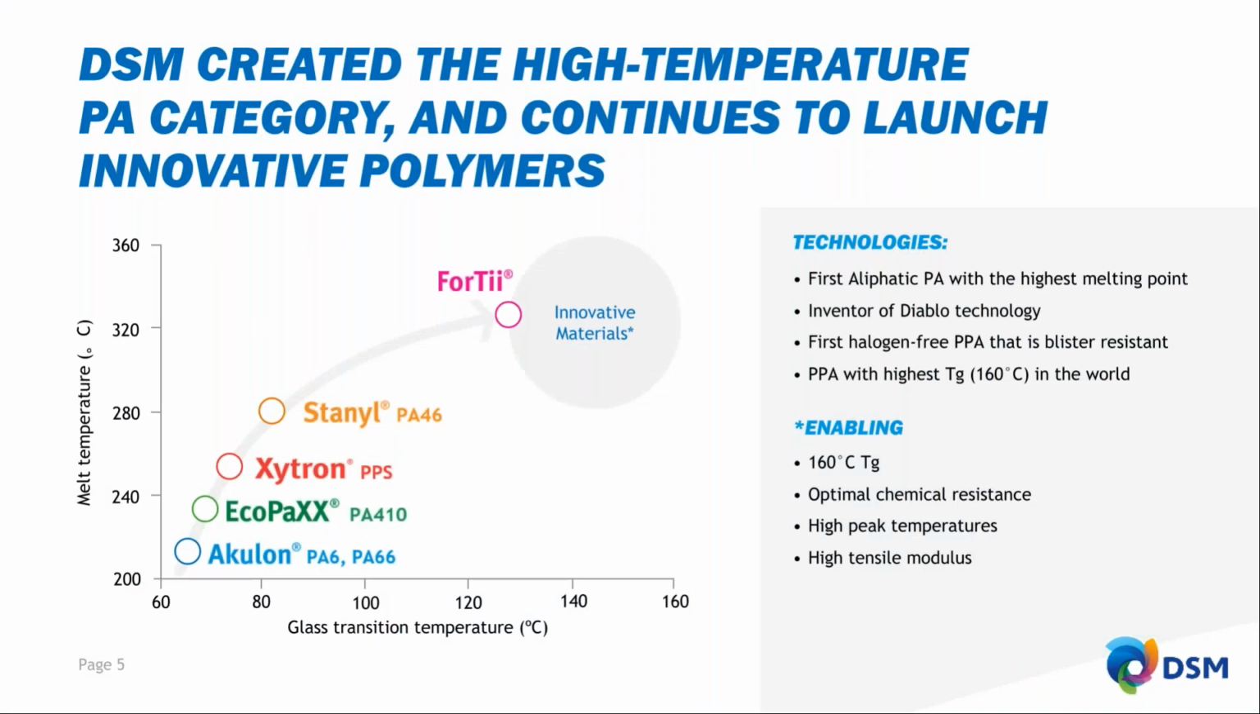DSM has also created high temperature materials. We're really focused in these areas: the nylons, PA6, PA66, PA410, PPS, PA46, and then our PPA materials, which is our 4T. On the next slide, we're going to see the pyramid, but as you can see, the transition temperatures, the Tgs, of these increase based on which chemistry we're looking at.